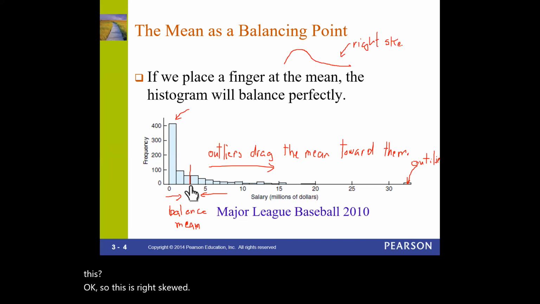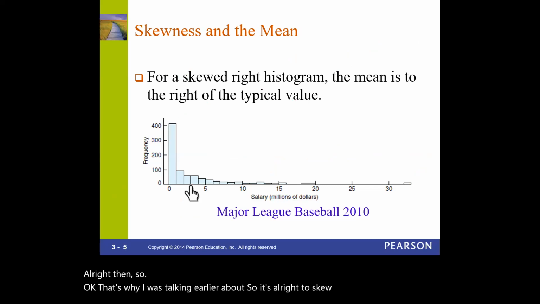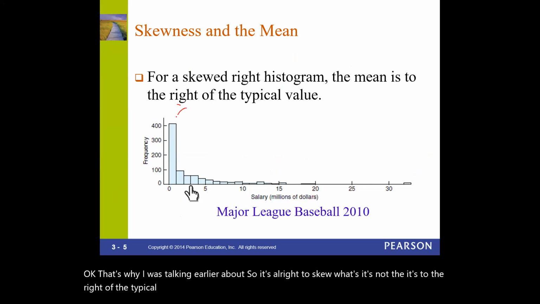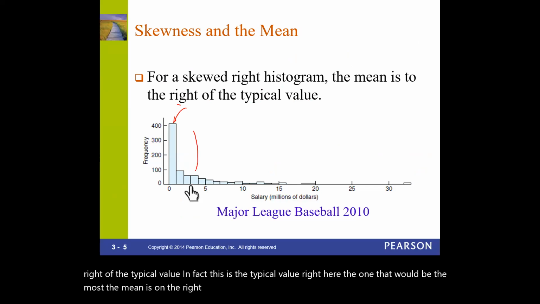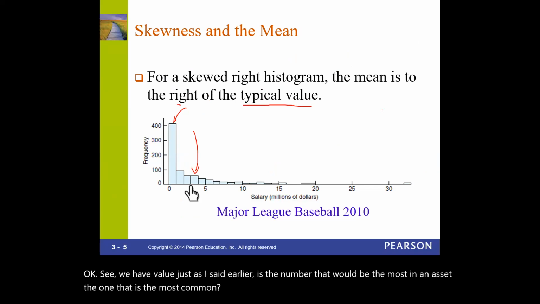Okay, the presence of the outlier makes it right skewed anyway. All right then, that's what I was talking about earlier. So for right skew, the mean is to the right of the typical value. In fact, this is the typical value right here, the one that will appear the most. The mean is on the right side of the typical value. Again, the typical value, just as I said earlier, is the number that appears the most in a set, the one that is the most common.